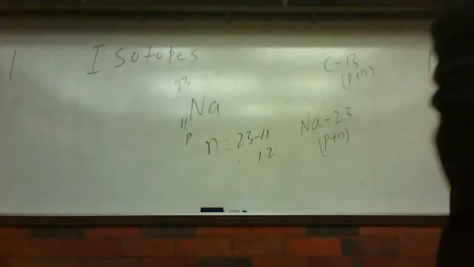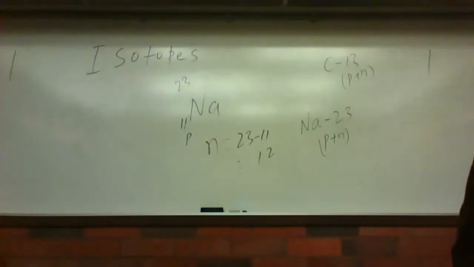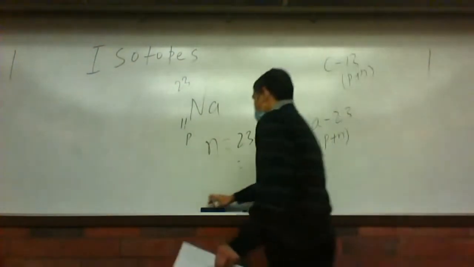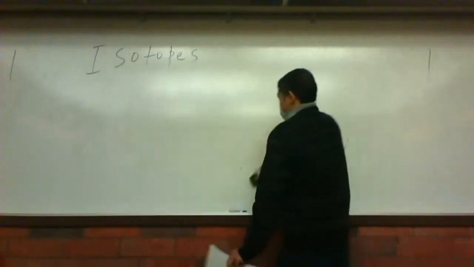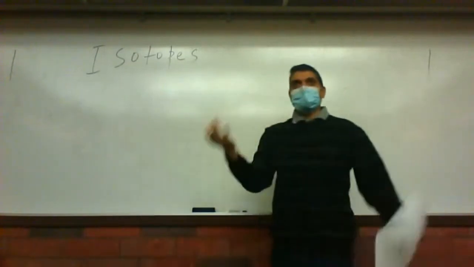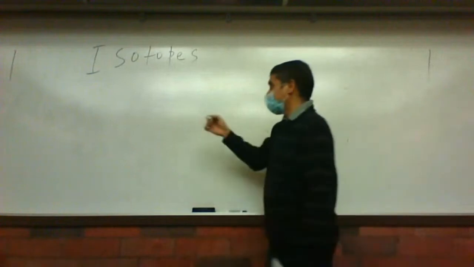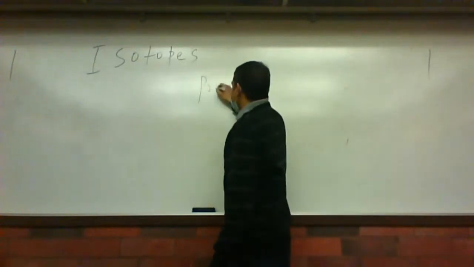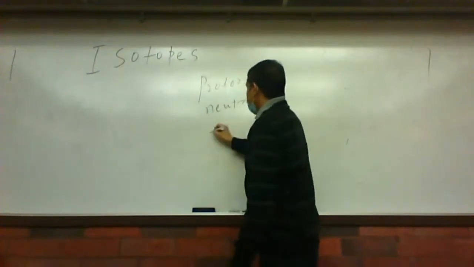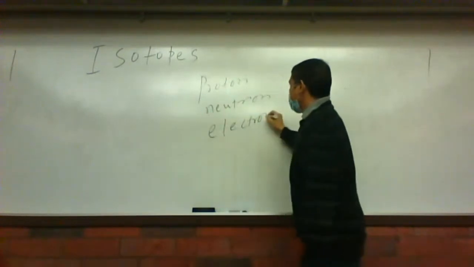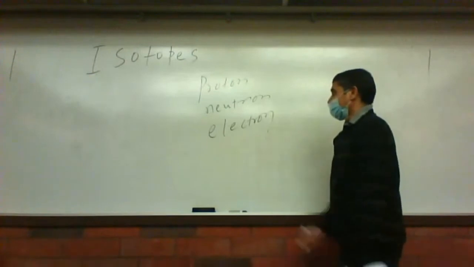So there are a couple of examples here. Let's talk about this example, which is there are three particles. There are three subatomic particles, right? So inside the atom, there are three kinds of particles. One is proton, another is neutron, another is electron. So which one is the least heavy particle here?